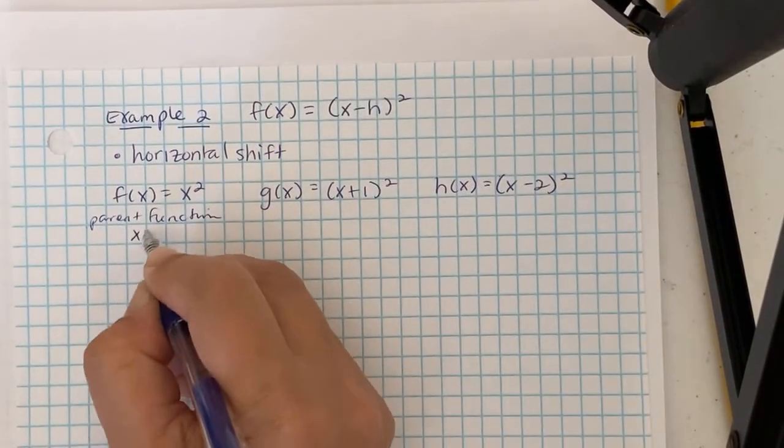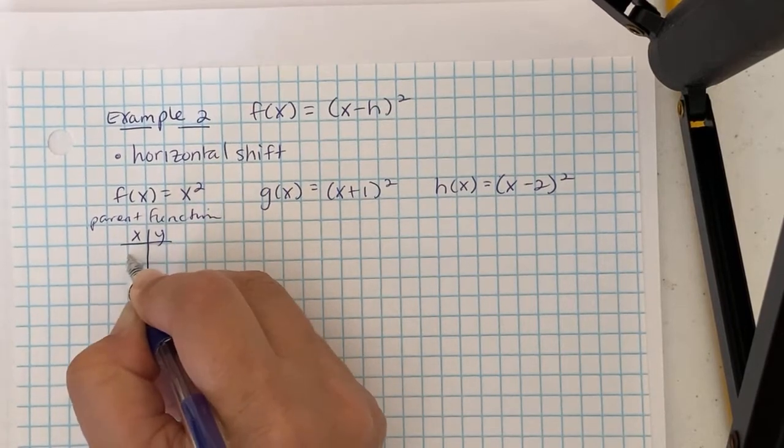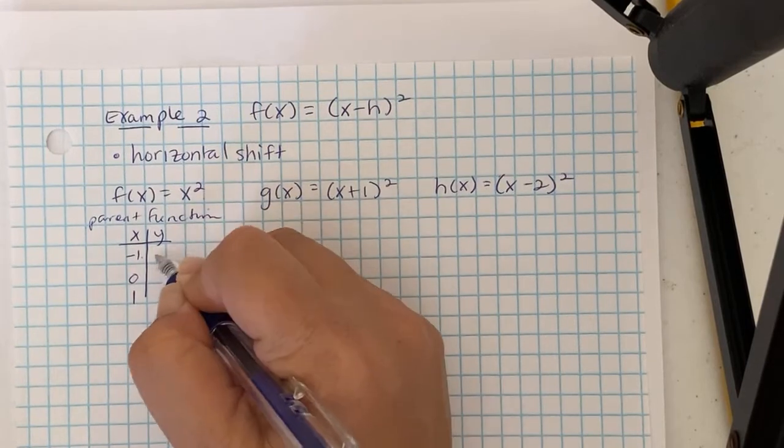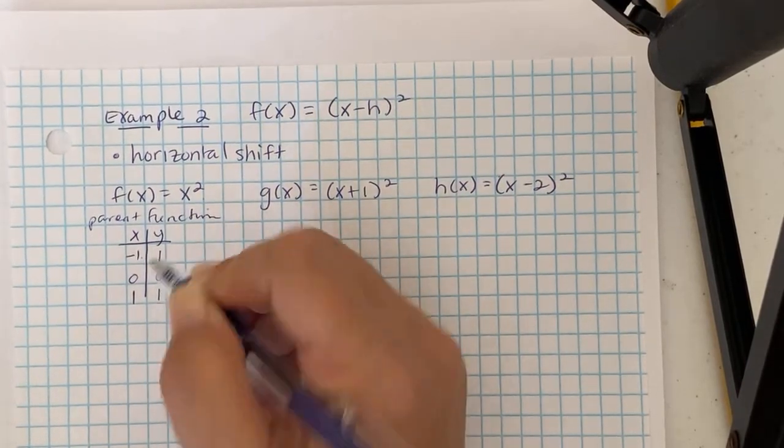And again, if we do our t-table, we're going to use negative 1, 0, 1. We plug them in. Negative 1 squared becomes a 1, 0 is a 0, 1 is a 1.